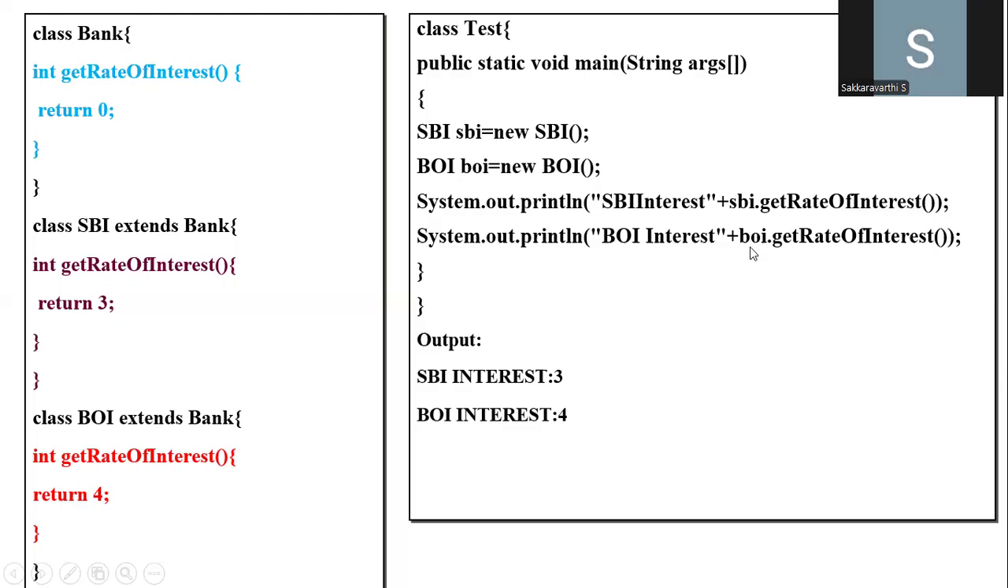Here the determination of the method call, that is connecting the method call to the method body, is determined at runtime, and is said to be runtime polymorphism or dynamic binding, right? So the best example for runtime polymorphism is method overriding, whereas the best example for compile time polymorphism is method overloading, right?